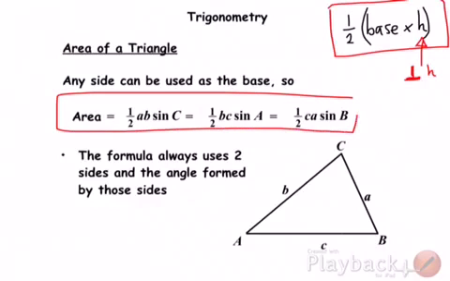The area of a non-right angle triangle is half AB sine C, half BC sine A, or half CA sine B. What you need to remember is that it's always the angle formed by the sides, so it's the included angle. If I was talking about sides A and C, I'd be referring to angle B. If I was talking about sides B and A, I'd be referring to angle C. So it must be the angle between the two sides.